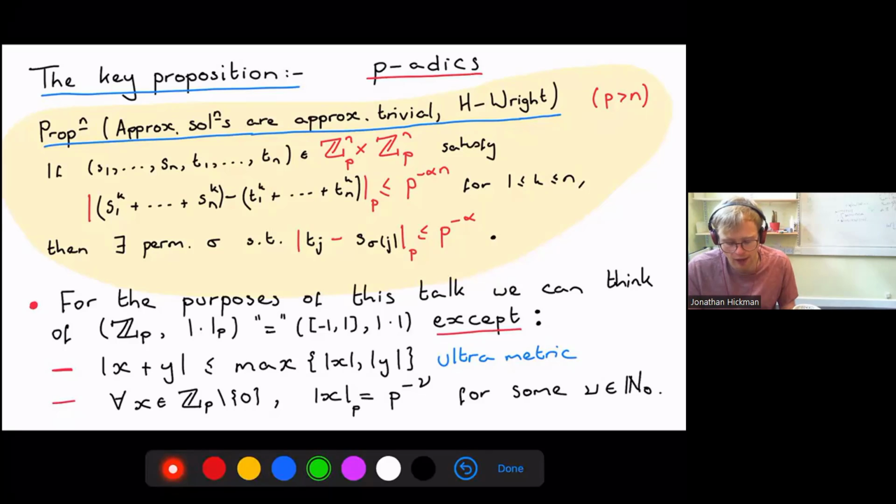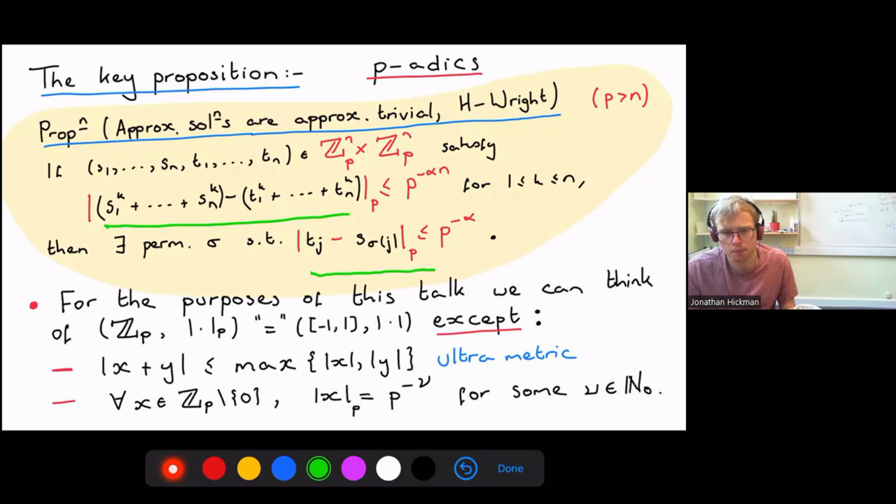We now have an approximate solution which is defined in terms of the p-adic norm. So the p-adic difference between the kth power sum in the s's and the kth power sum in the t's is bounded above by p to the minus alpha n here. And then the conclusion is we have an approximate solution, which again looks very similar to the conclusion in the Euclidean case. Okay, now working with this p-adic norm rather than the usual Euclidean norm.